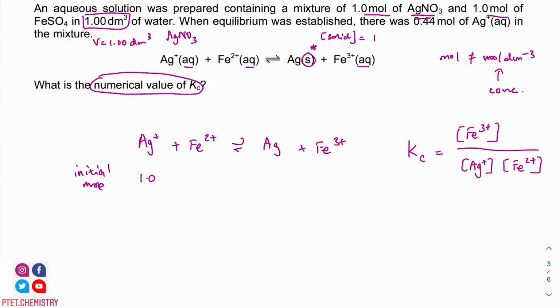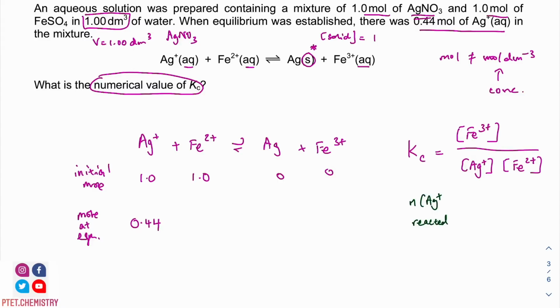The initial mole of FeSO4 is 1 mole as well. And of course, you get no product at the start. Okay, mole at equilibrium. What are you given? There's 0.44 mole of Ag+ in the mixture, so 0.44 mole. So what I can say really is, you started from 1 mole, now you're left with 0.44. So how much has reacted? So the mole of Ag+ reacted.